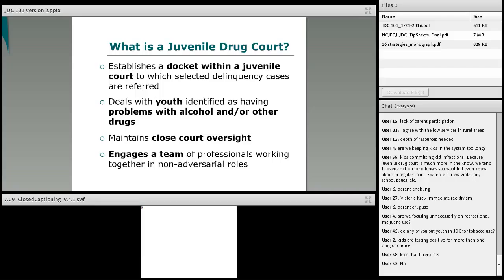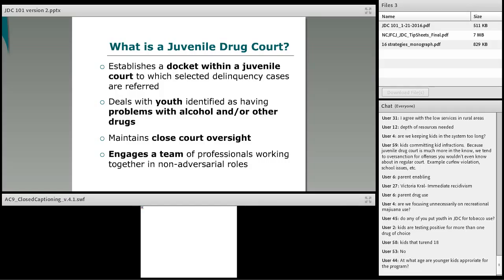So what is a juvenile drug court? This is the definitive definition. I think it's really hard to describe it sometimes, but it's a docket within the juvenile court for kids with concurrent substance abuse and delinquency. You want them to have both. And you need them to need oversight.